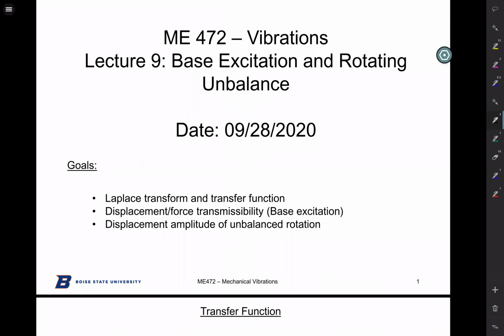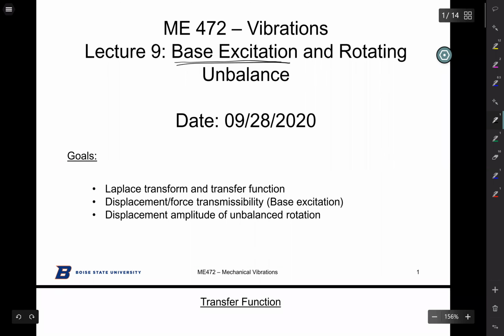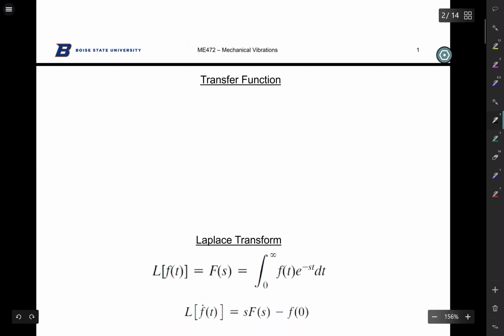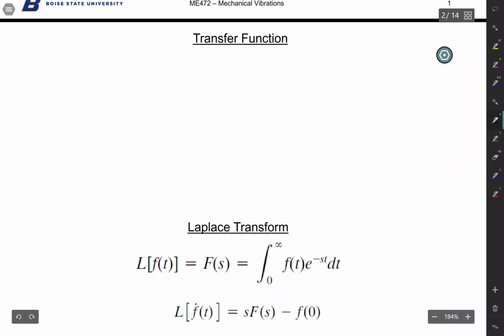So let's start our new lecture number 9. Here we're going to cover both base excitation and a rotating unbalance, but I think we don't have time to cover both today. I'm going to focus on base excitation only in this lecture. Before going into base excitation, we have to learn one very important concept, which is called transfer function. Okay, so what is a transfer function?